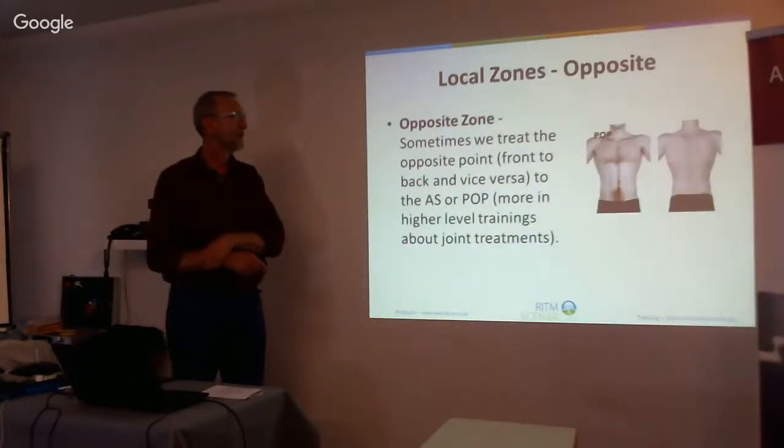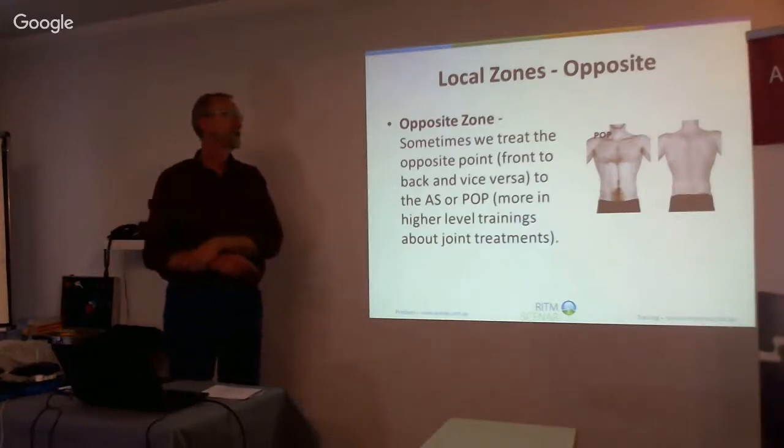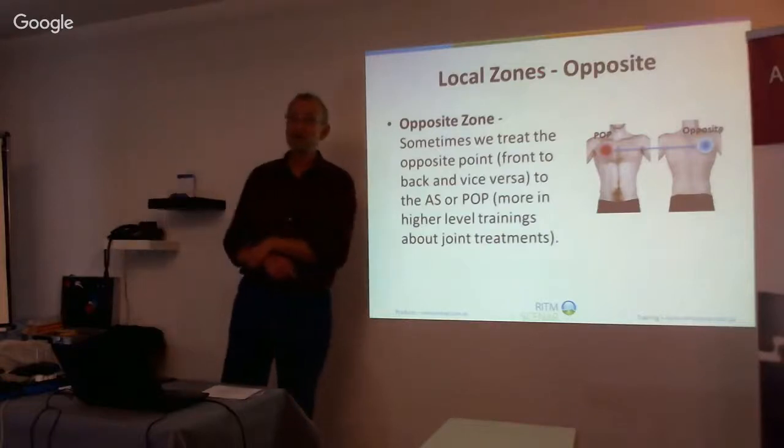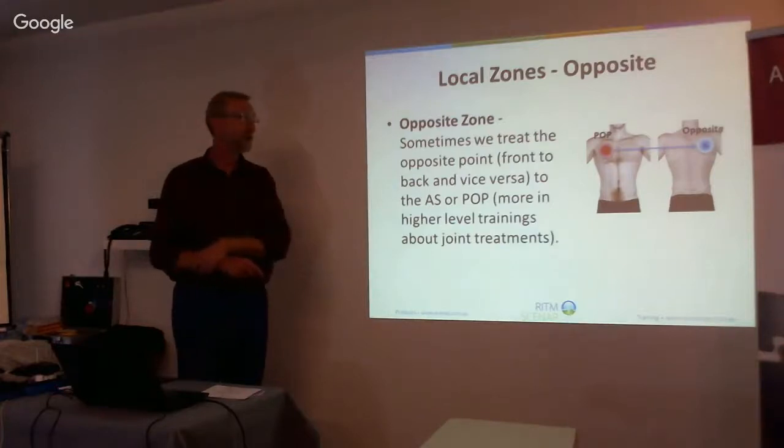Then we have opposite sides, or opposite zones, where we have a point of pain, for instance on the left chest at the front. Sometimes you can treat the right back of the chest at the same height in order to have a positive effect on this painful area. These are the ways that we treat patients with local issues in dose 0 mode.